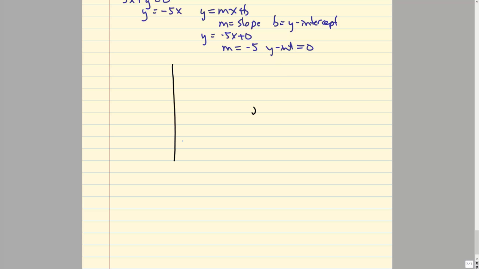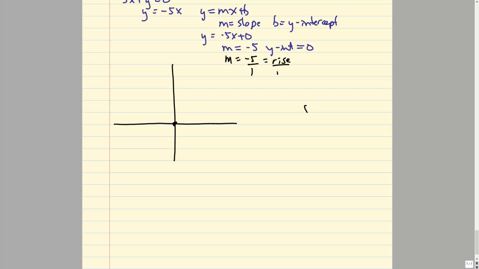I'm not sure what quadrant this is going to put me in right away, so I'm going to go ahead and put up all 4 quadrants of the Cartesian coordinate system. So again, my y-intercept is 0, so that means I'm crossing here. Now my slope is negative. It's a negative 5. So negative 5 over 1.